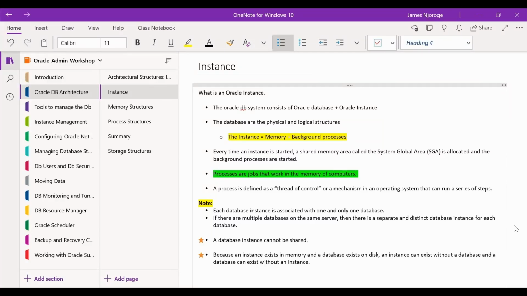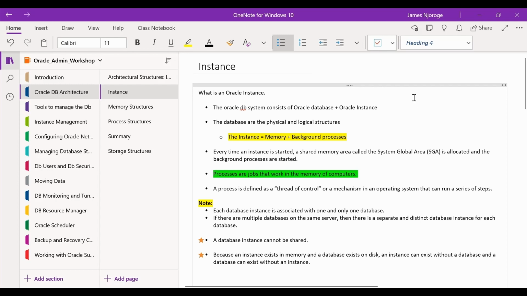Now, what is an Oracle instance? The database system consists of the Oracle database plus the Oracle instance. The database is the physical and logical structures, but the instance is the memory plus the background processes.